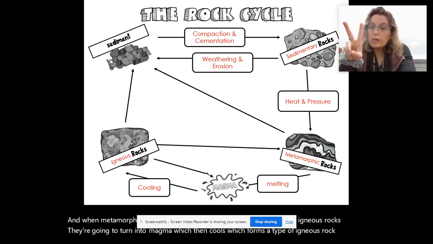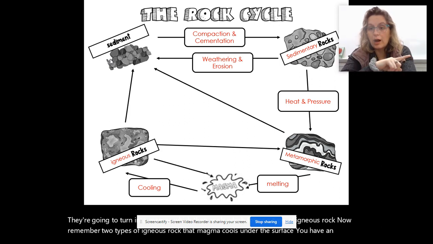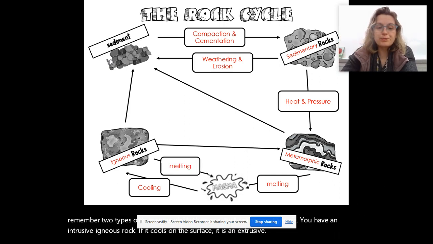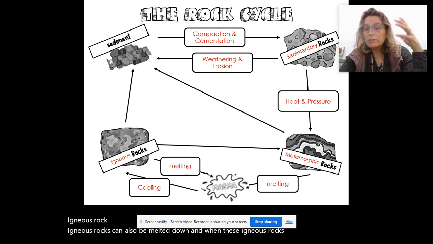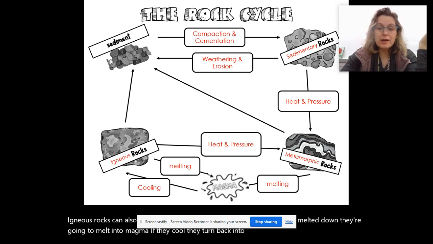Now remember, two types of igneous rock. If that magma cools under the surface, you have an intrusive igneous rock. If it cools on the surface, it is an extrusive igneous rock. Now, igneous rocks can also be melted down. And when these igneous rocks are melted down, they're going to melt into magma. If they cool, they turn back into igneous rocks.